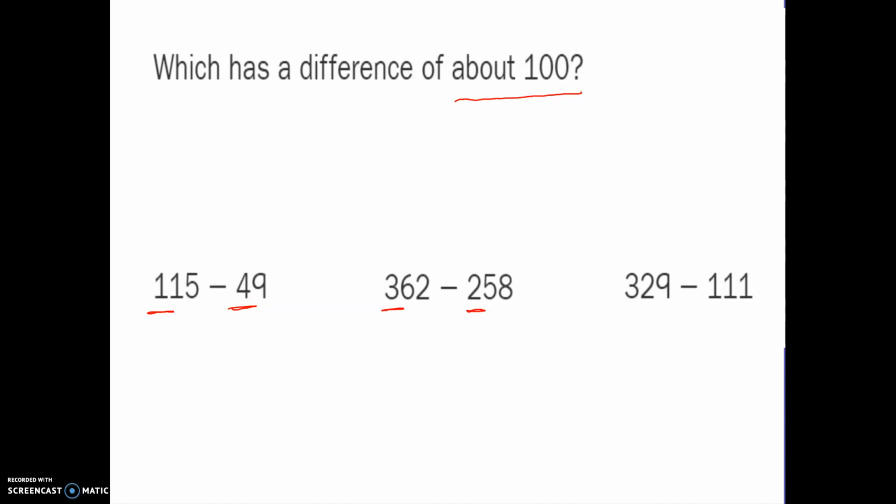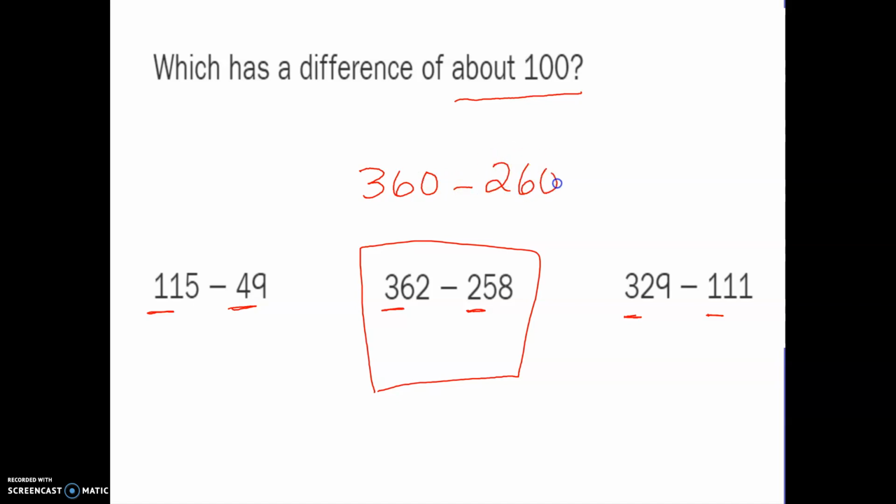And I'm going to quickly look at my last set of numbers. I've got 329 minus 111. I've got a 3 in the hundreds place and a 1 in the hundreds place. Well, 300 minus 100 is 200. So I'm thinking it's this one right here, but I'm going to check it to verify that I'm correct. So I'm going to round. 362, I'm going to round that to 360. Round it to the nearest 10. 258, I'm going to round that to the nearest 10. That's going to be 260. 360 minus 260 is indeed 100.